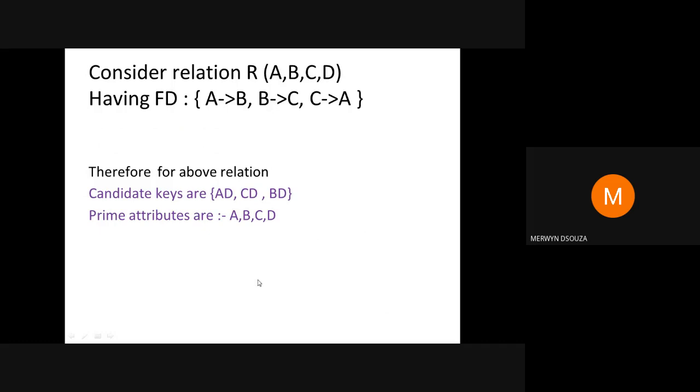So students, I hope you have understood how to find out the candidate keys for a given relation R. So you need to practice this. Okay, you need to practice this many times to understand.